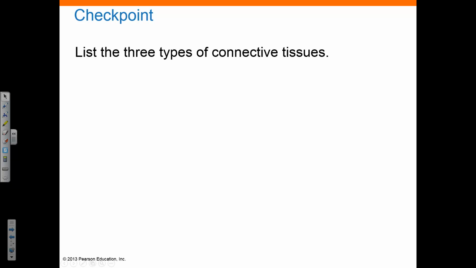The 3 types of connective tissue are connective tissue proper, examples being loose and dense, fluid connective tissues, examples being blood and lymph, and supporting connective tissues, examples being cartilage and bone.